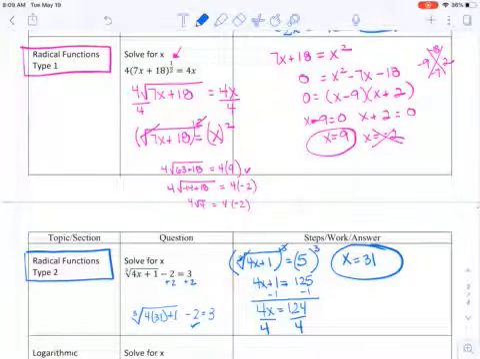Okay. Just those two examples for today, and then you are going to do the radical functions practice, and that is number 1 through 7.